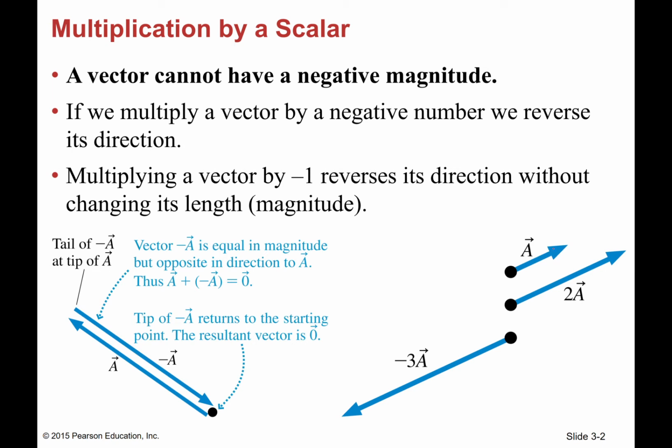Here is a vector A, and then we multiply the vector by 2, and we get a vector that is twice as long in the same direction. If we multiply the vector by -3, we get a vector that is 3 times as long, but now it points in the opposite direction because of the minus sign.